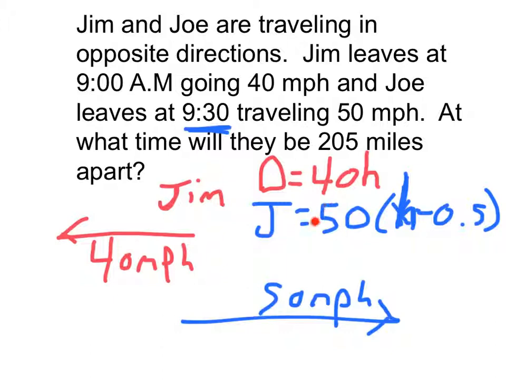So hopefully that makes sense, and I should use D. This is the distance Joe goes. Hopefully that makes sense now for how we cooked up those two equations. They both describe the same thing. They both describe the distance we've traveled since 9 o'clock.